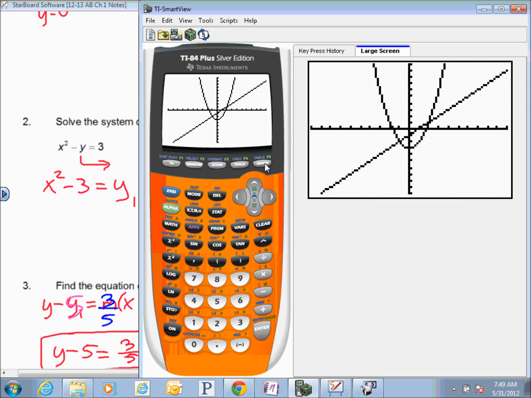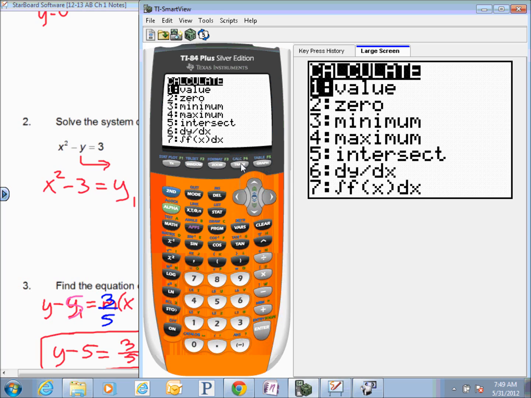I'm already looking at the standard window, so I'm going from negative 10 to 10 for x's and for y's. But now instead, I'm going to look for the intersection of those graphs, and I can see two intersection points. And knowing that one's a parabola and one's a line, that's all there possibly could be. So I'm going to go into my calculate menu again, but this time not value, not zero. This time I'm going to want number 5, which is intersect.